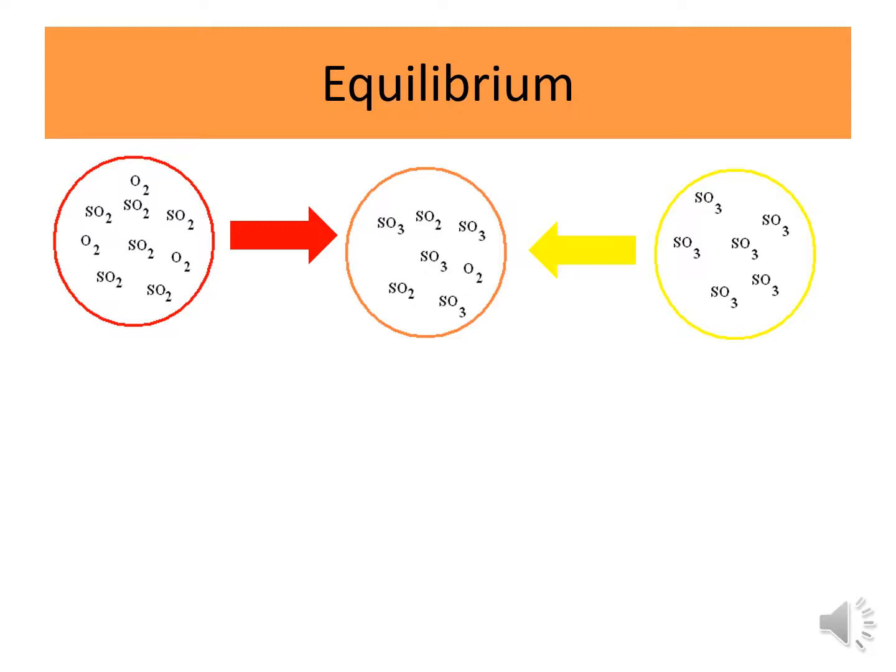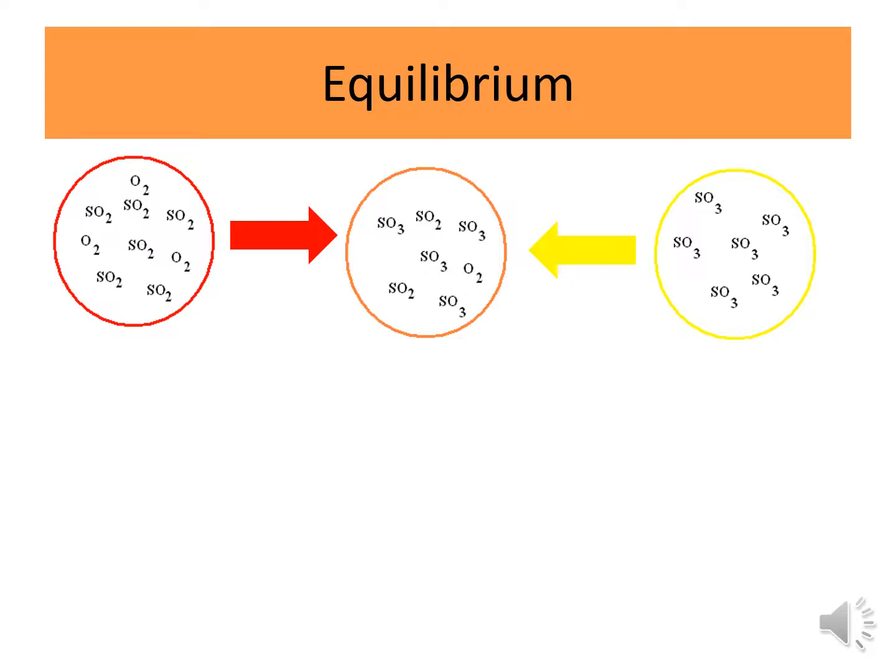In the middle we see the equilibrium state. The equilibrium state will have both some SO3s and some SO2s and O2s. And that's because you're always running the forward and reverse reaction at all times. And so you have to have some reactant and some product at all times.